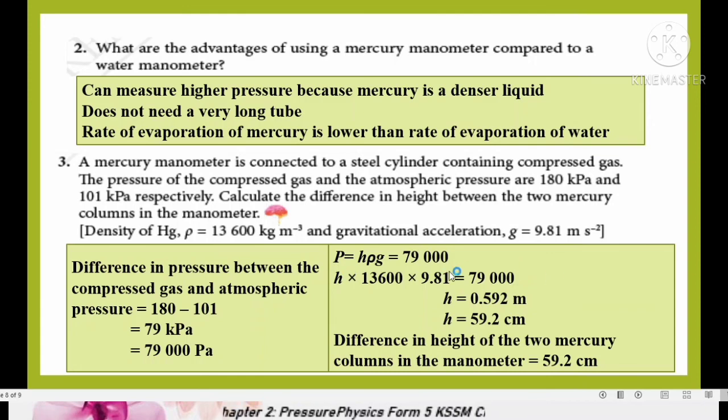So we use the same formula H rho G. Let's say the difference in height is H. The density of the liquid is that of mercury. G is 9.81, equals 79,000. Thus we get H equals 0.592 meter. Convert to centimeter, it becomes 59.2 centimeter. Thus the difference in height of the two mercury columns in the manometer equals 59.2 centimeter.